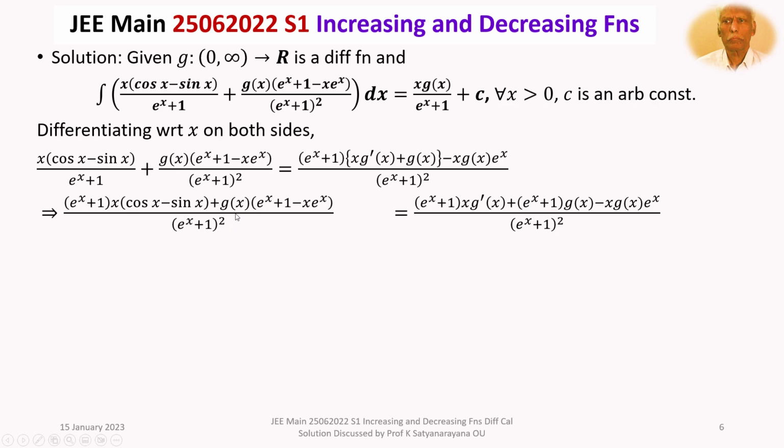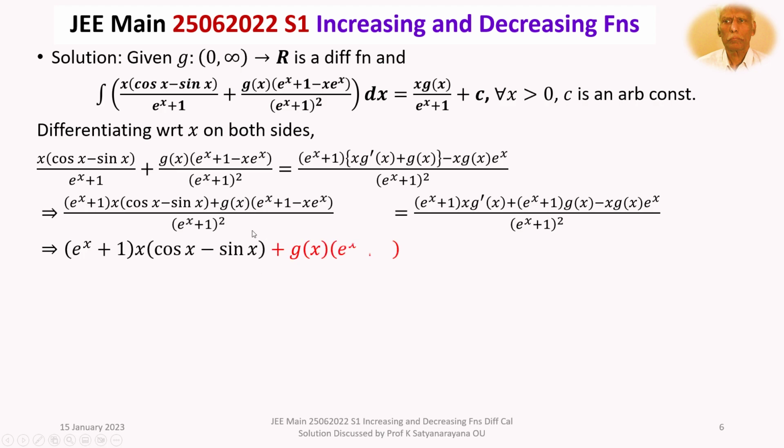And the denominator (e^x plus 1) whole square is common. So the denominator is the same, cancelling the denominator. We need not worry because e^x plus 1 is not 0 for any value of x. Therefore you cancel it off. Then you will get the numerator equal to the numerator, that is equal to this one.